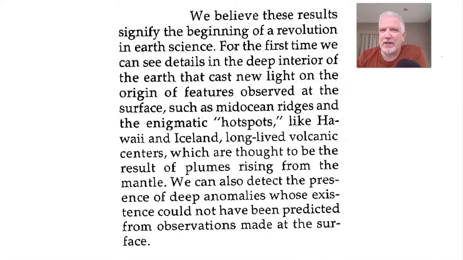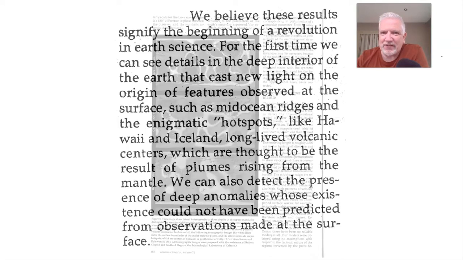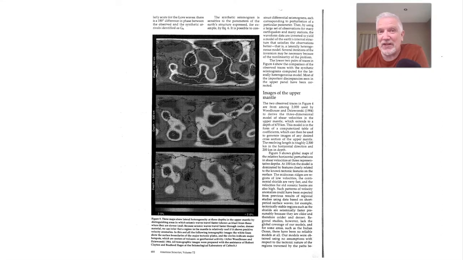And the authors say this: "We believe these results signify the beginning of a revolution in earth science. For the first time, we can see deep details of the deep interior of the earth that cast new light on the origin of features observed at the surface, such as mid-ocean ridges and the enigmatic hotspots like Hawaii and Iceland, long-lived volcanic centres which are thought to be the result of plumes rising from the mantle. And we can also detect the presence of deep anomalies whose existence could not have been predicted from observations made at the surface." And this is from their paper, and I only have a black and white copy of this.